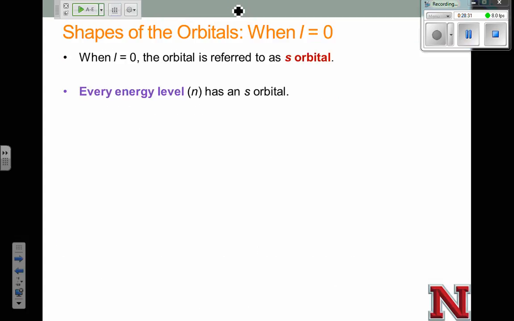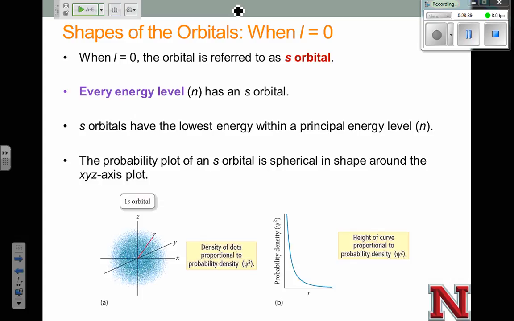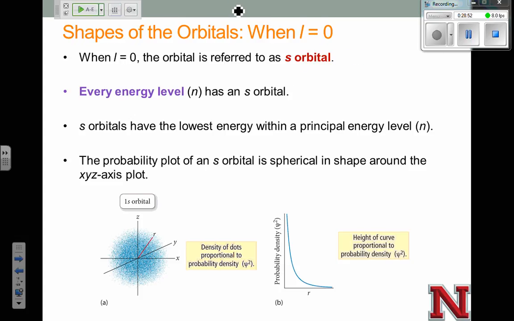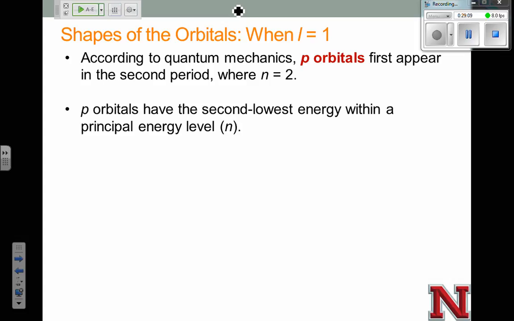Now let's look again at what they look like. So an s orbital is our lowest energy level, with a principal energy level of n. And our s orbital is pretty much a circle. So it's a spherical shape around an XYZ axis plot. Our 1s orbital doesn't have a node. Our 2s orbital has a node on the inside that you can't really see. That's why our 2s is higher in energy than our 1s. But it's a spherical circle. This will be important when we talk about our hybridized orbitals. Now again, we have our 3 p orbitals.